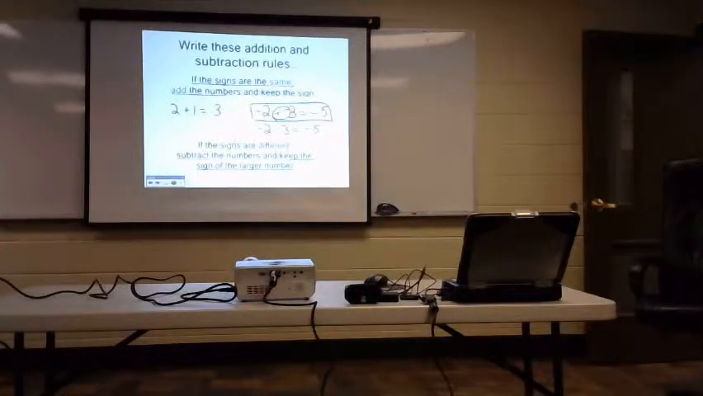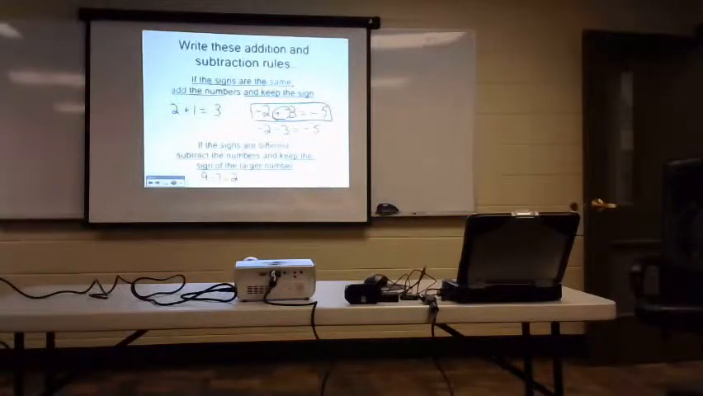Second rule, if the signs are different, subtract the numbers and keep the sign of the larger number. For example, 9 minus 7. Well, you know how to do this. 9 minus 7 was 2. You've been doing this for a while. Now, to apply the rule, the signs are different. This is positive 9, and this is negative 7. 9 minus 7 equals 2. The answer was positive. The bigger number was 9. The sign of the 9 was positive. We subtracted the numbers and kept the sign.